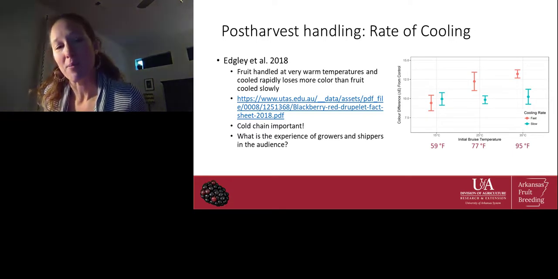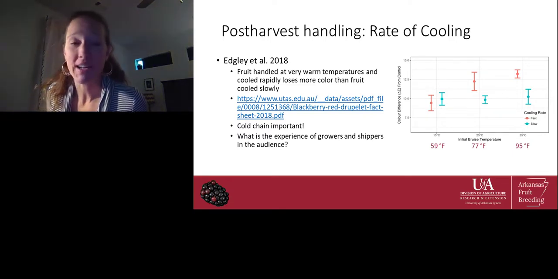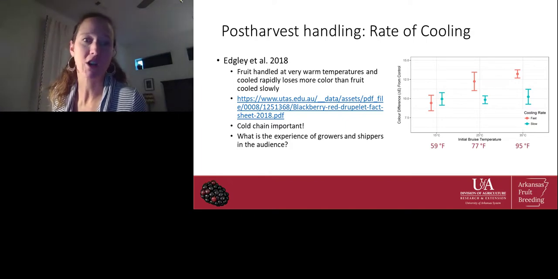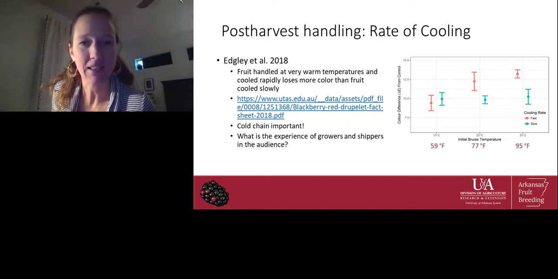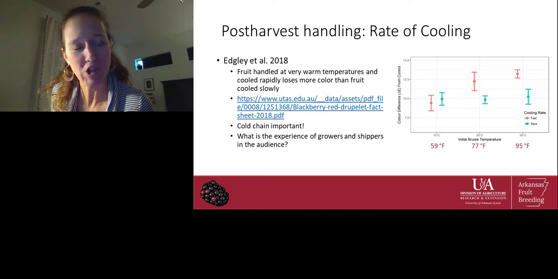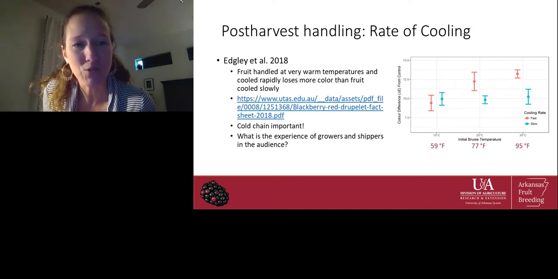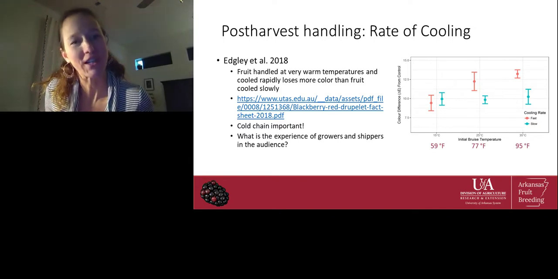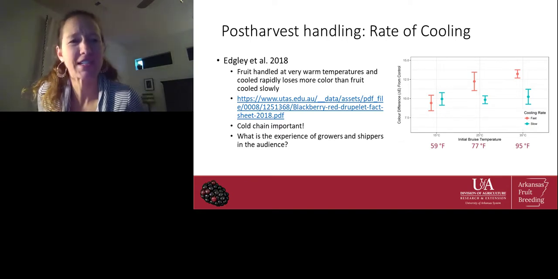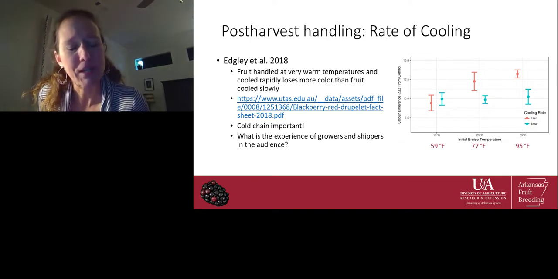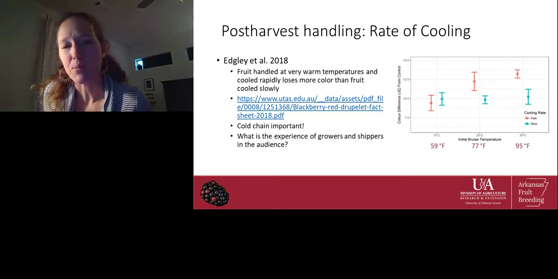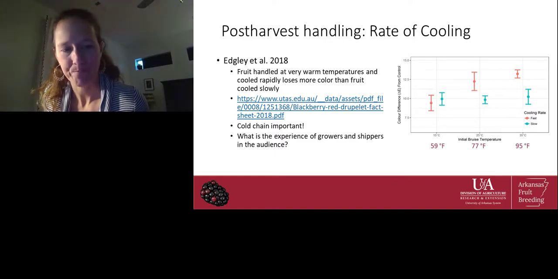We also know that maintaining the cold chain is important, and I haven't seen specific research on heating up and cooling down blackberries and the effect that has on red drupelet reversion. But we know this from talking to our commercial partners, who have found that if the cold chain is broken, if something goes wrong during shipping, red drupelet reversion is terrible. And I'd be interested to hear more from growers and shippers in the audience and the other speakers about what they've found is the appropriate way to cool blackberries to minimize red drupelet reversion.